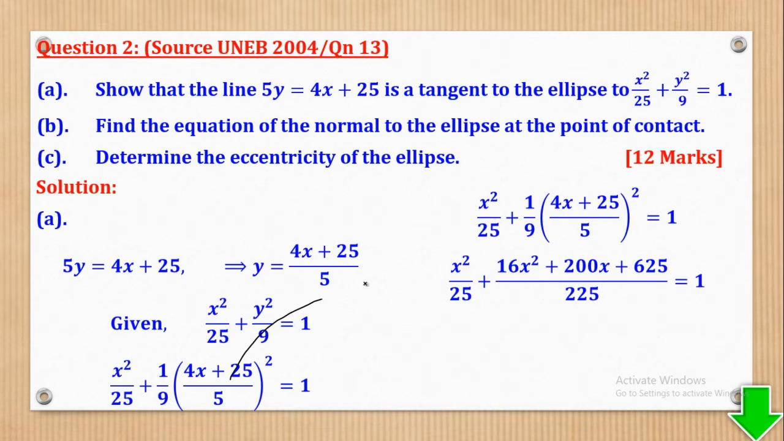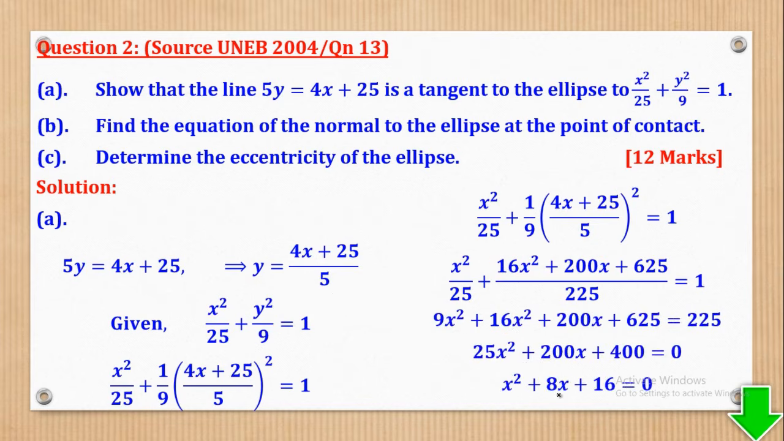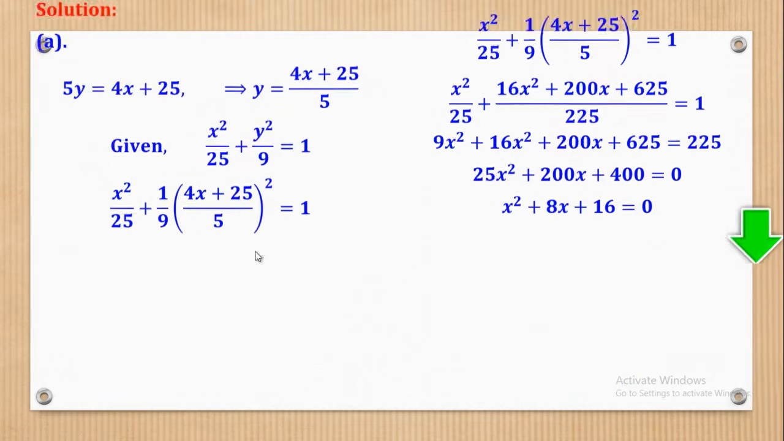So when I expand this, I'll come up with this. Then multiply throughout by the LCM to come up with that, then get the quadratic equation, and you can reduce the quadratic equation. Then from there, remember that for tangency, the discriminant is equal to 0.